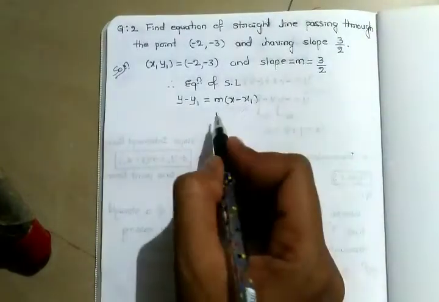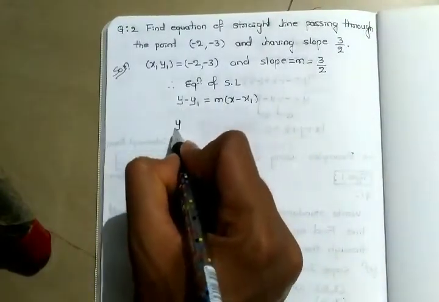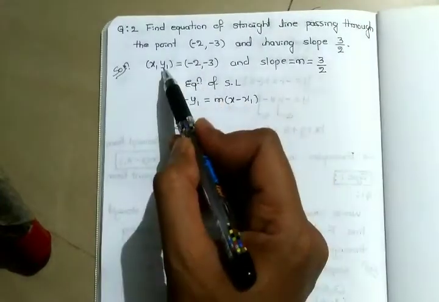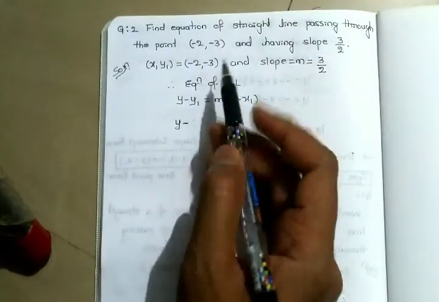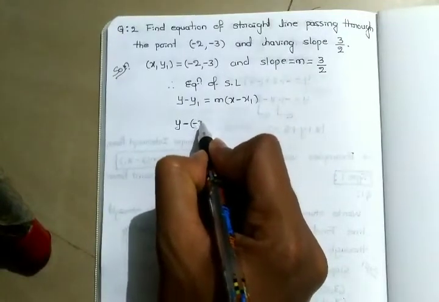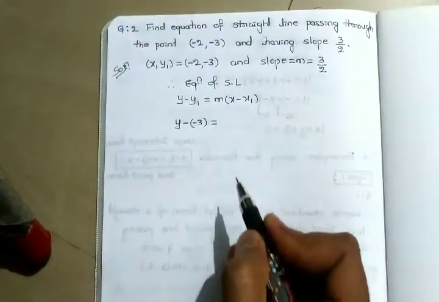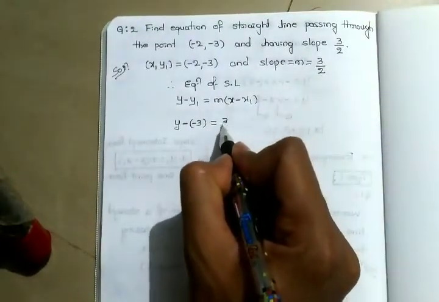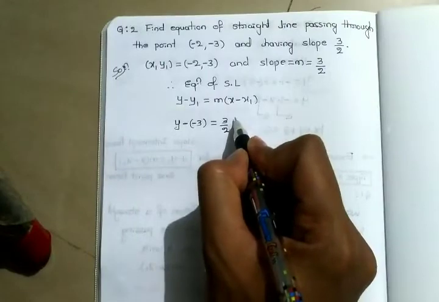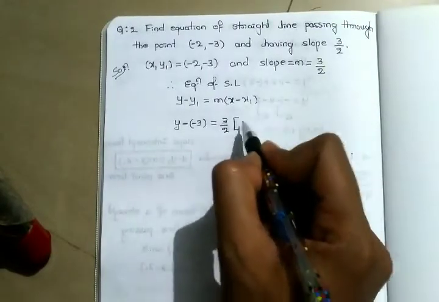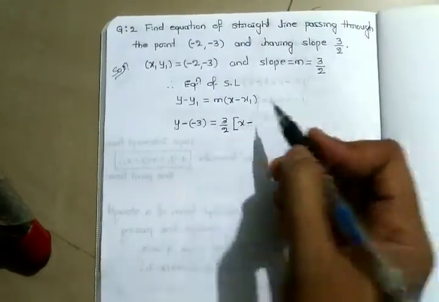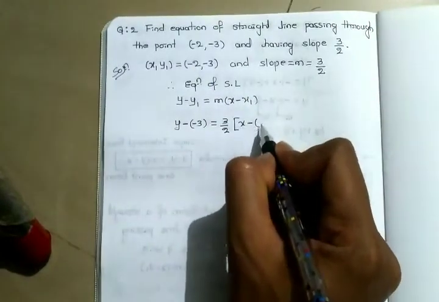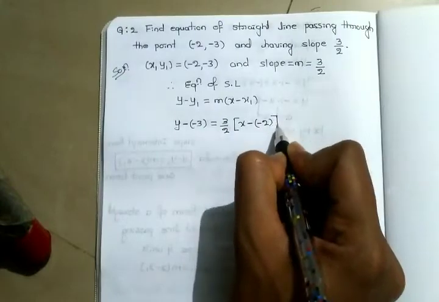So now substitute the values. So y I am going to keep it as it is, minus also I am going to keep it as it is, y1. See, y1 is nothing but how much here? Minus 3. So in bracket you write minus 3 is equals to m. M is how much? 3 divided by 2. Substitute 3 upon 2 into bracket x. Keep it as it is, minus, keep it as it is, x1. How much? x1 is minus 2. So in bracket you write minus 2.